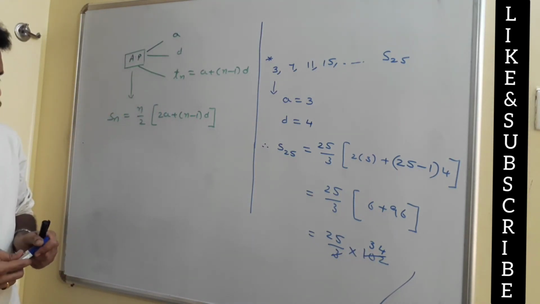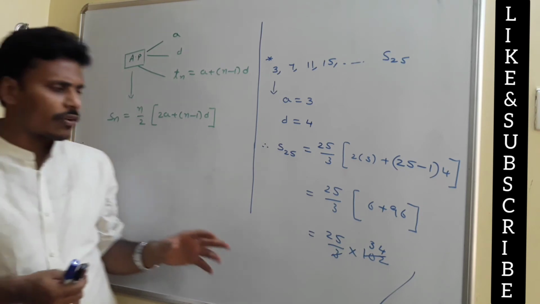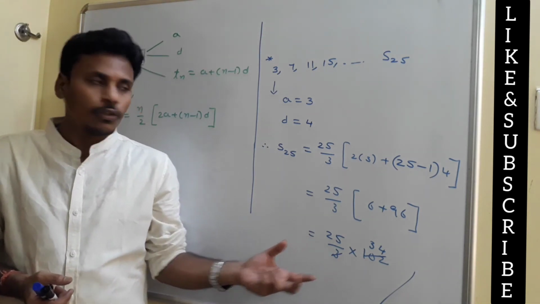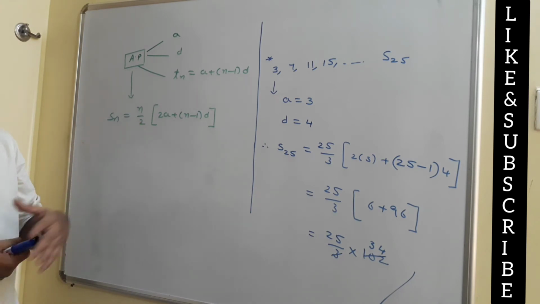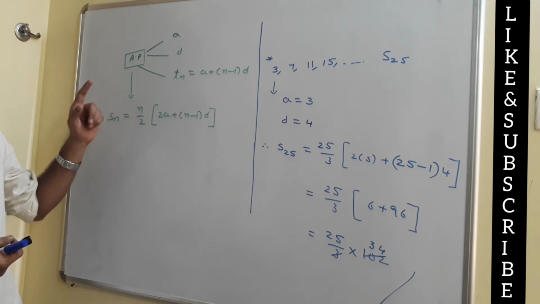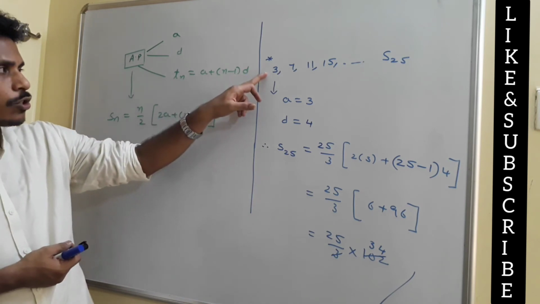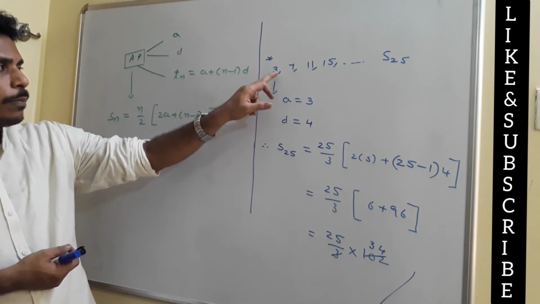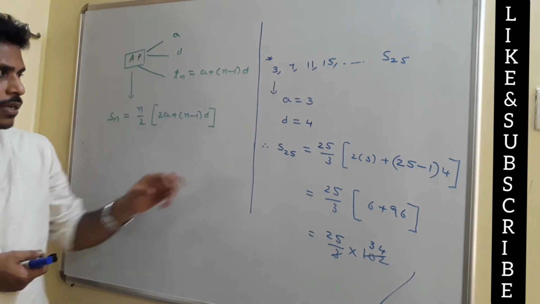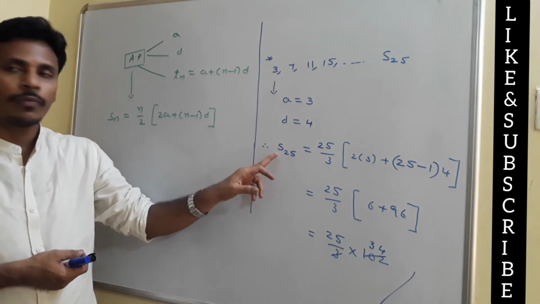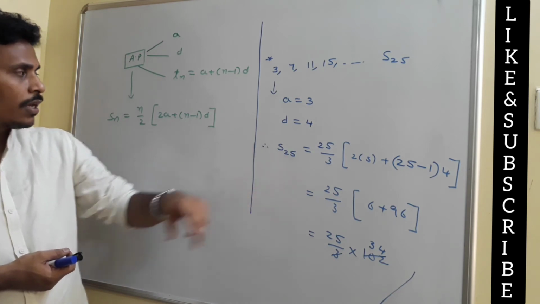Okay, you just don't concentrate on the calculations right now. You just have a look at calculating the sum of n terms using the formula, right? I have an arithmetic sequence where a is equal to 3, common difference is 4, right? 3 plus 4 is 7, 7 plus 4 is 11, 11 plus 4 is 15, like that. Since a is 3 and common difference is 4, you just find sum of 25 terms.